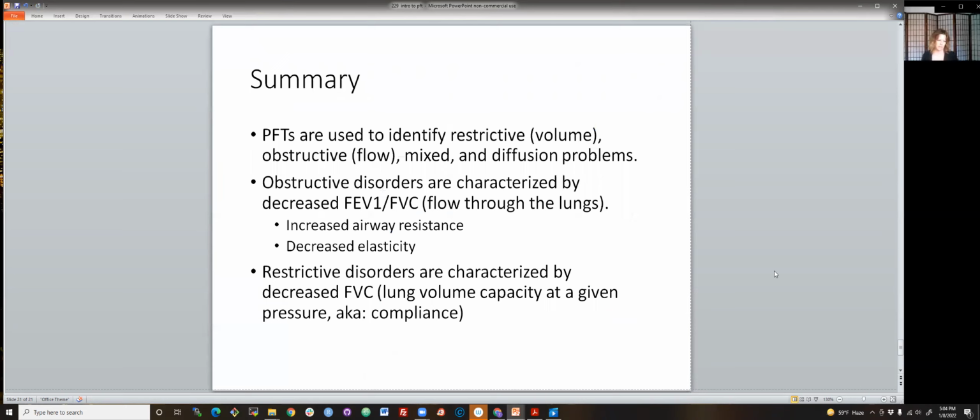Okay, so in summary, PFTs are used to identify restrictive volume, obstructive flow, or mixed and diffusion problems. Obstructive disorders are characterized by a decreased FEV1 to FVC ratio. This is the flow through the lungs. This can be decreased because of increased airway resistance or decreased elasticity. And restrictive disorders are characterized by decreased FVC, lung volume capacity at the given pressure, AKA compliance.